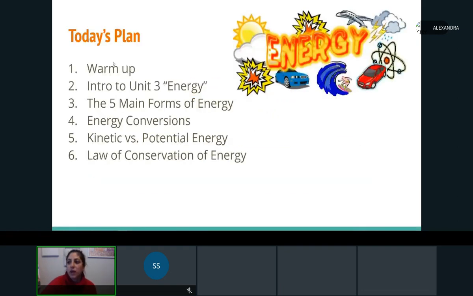We're going to do a little bit of a warm-up, then we're going to do an intro to Unit 3. We're going to talk about the five main forms of energy. Then we're going to get into those energy conversions, talking about that kinetic versus potential energy. And then we're going to get into that law of conservation of energy. So that's kind of what we have to look forward to.